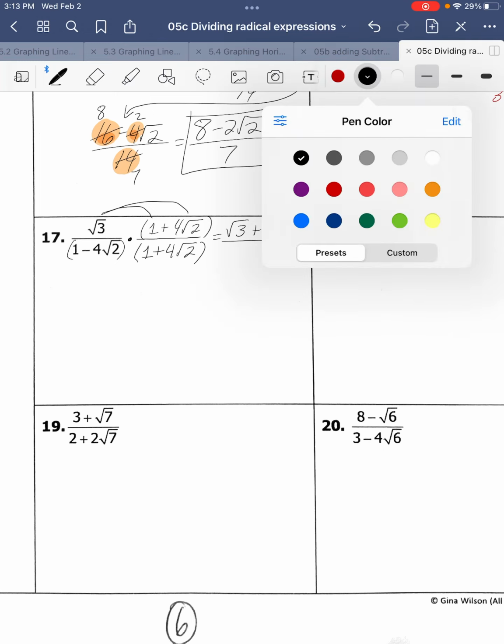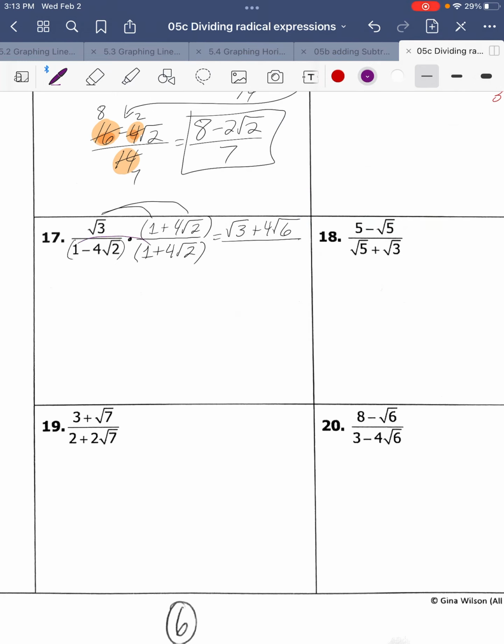In the denominator we have, let's keep this straight, so 1 times 1 is 1. 1 times 4 square root of 2 is 4 square root of 2. Negative 4 square root of 2 times 1 is a negative 4 square root of 2. And negative 4 square root of 2 times a positive 4 square root of 2, you're multiplying your coefficients, so negative 16. Square root of 2 times the square root of 2 is square root of 4.